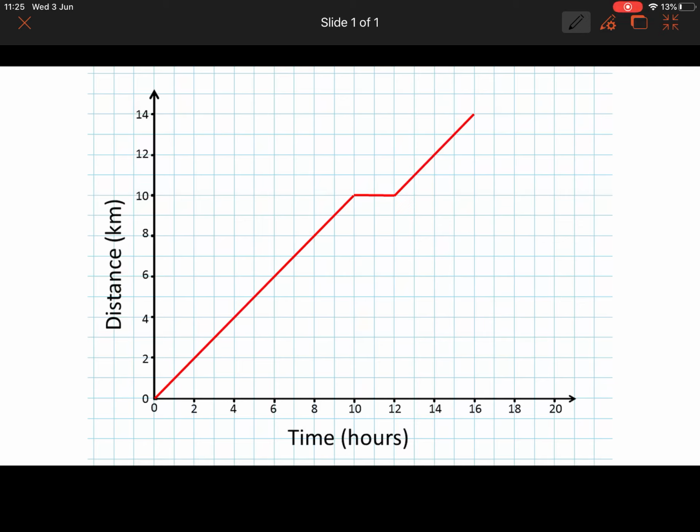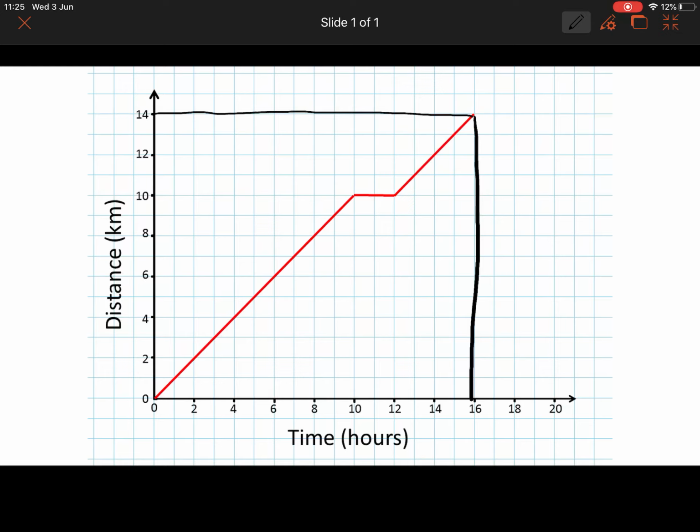Okay, so distance time graphs can be really useful pieces of information. Not only from this graph can we see that whatever object this was travelled a distance of 14 kilometres in 16 hours, we can also get a bit more information from this graph. So this might be the journey of a walker, for example, travelling 14 kilometres in 16 hours.